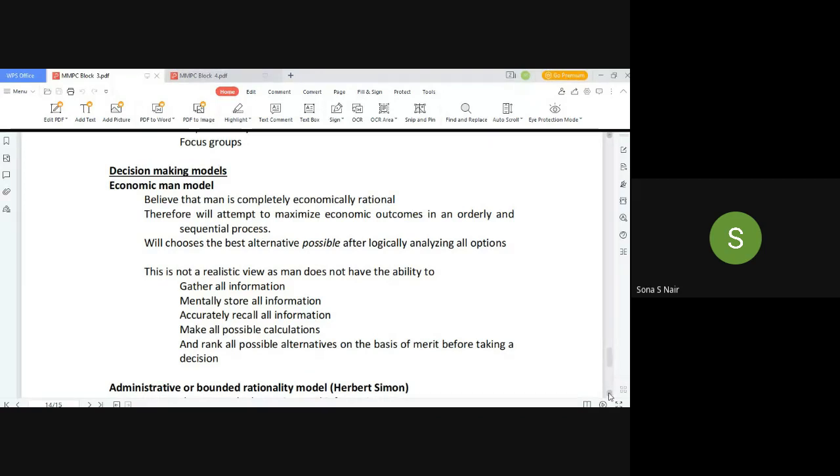And then he or she, this person, would evaluate and analyze all these alternatives on the basis of the criteria that he has built. So is it possible?